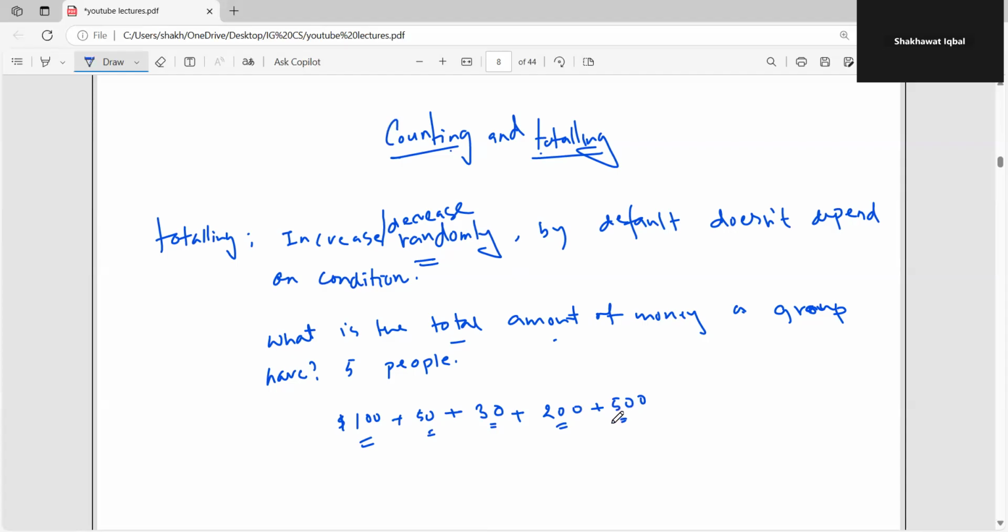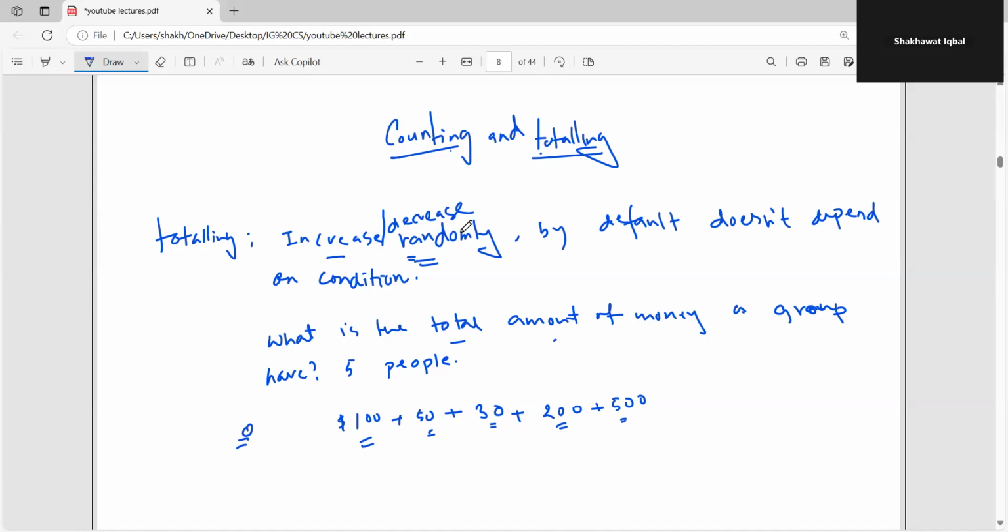Whatever number is input, that number will be added with the previous number, and I will get the sum, right? At the beginning, the total was 0. The first input came, which is 100, so 0 plus 100 is 100. The next input is 50, now 100 plus 50 is 150. 150 plus 30, right? Likewise, it will increase. I hope you understand what it means to increase or decrease randomly.